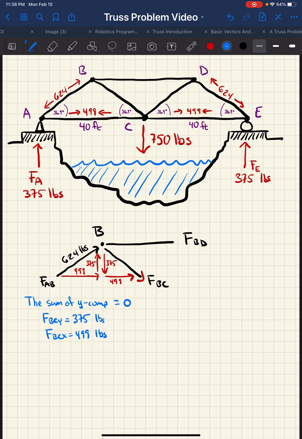Because the angles are the same, we're going to get the same triangles. Which means that's also going to be 624 pounds.